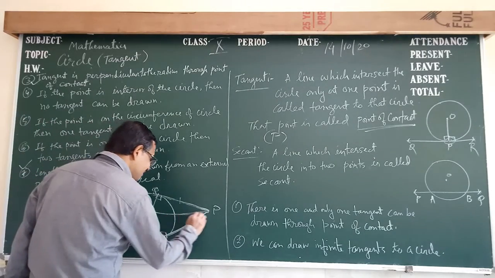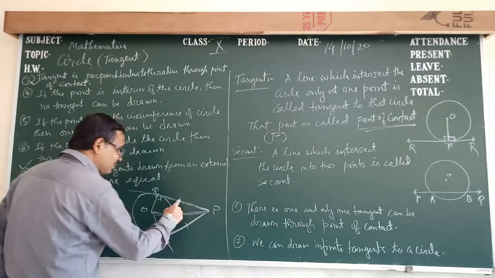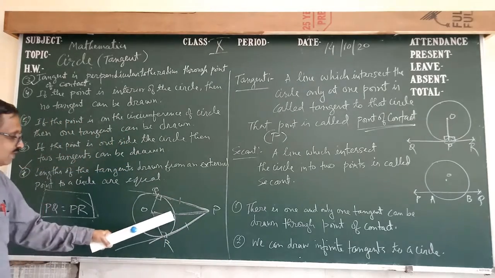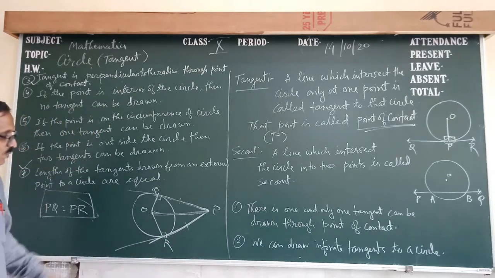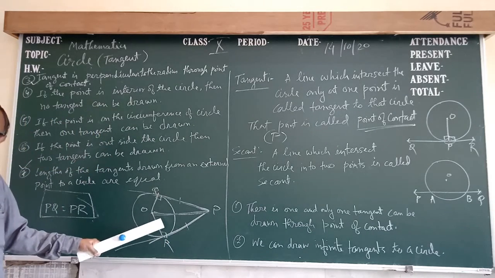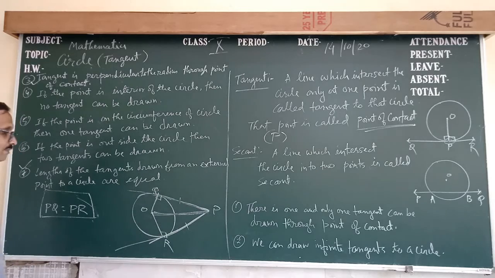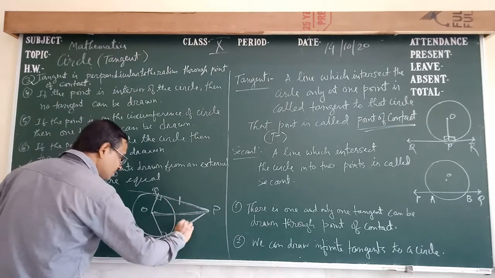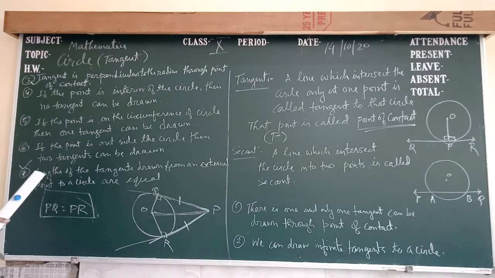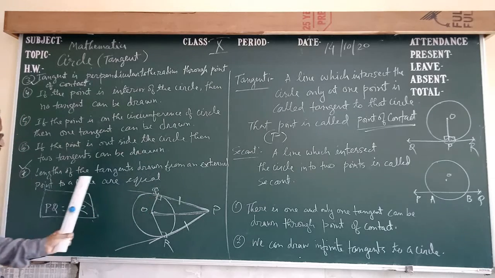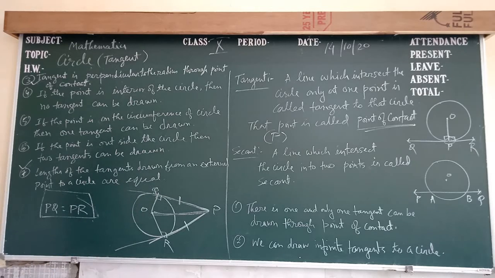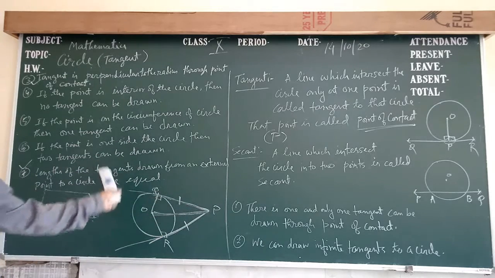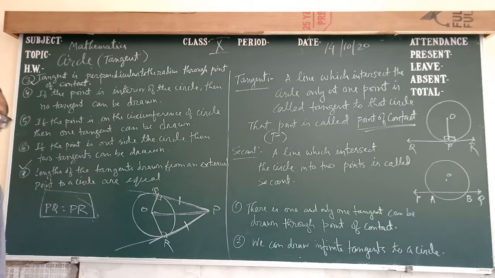And we know that OP is the common side in both triangles, and also this is a radius and this is also a radius. So we can say these two triangles are congruent. As they are congruent, by CPCT, PQ is equal to PR. That's why lengths of the tangents drawn from an external point to a circle are equal. So in such a way we have discussed many properties of the tangent and details about the tangents. In the next classes I will go for the theorems also.